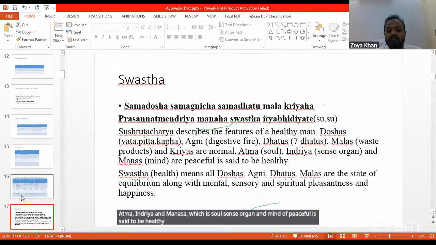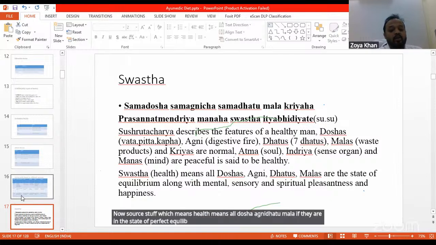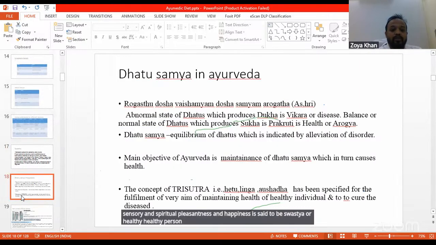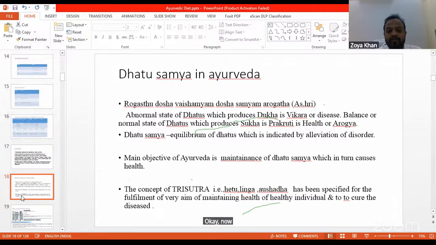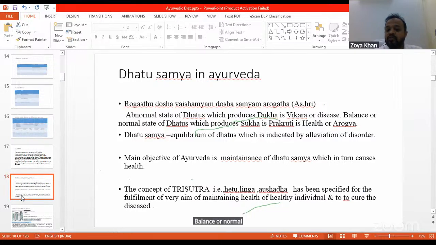Swastha, which means health, means all dosha, agni, dhatu, mala are in a state of perfect equilibrium and balance, along with mental, sensory, and spiritual pleasantness and happiness. Now, Dhatu Samya in Ayurveda: Rogastu dosha vaishamyam, dosha samyam arogata. The abnormal state of dhatus which produces dukha is vikara or disease. The balanced or normal state of dhatus which produces sukha is prakriti, health or arogya.